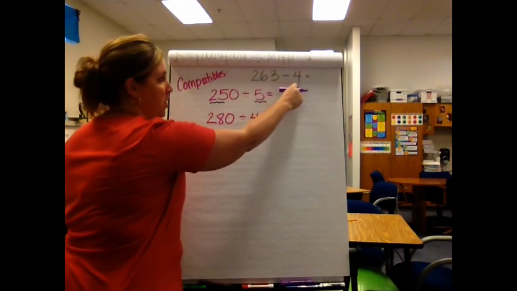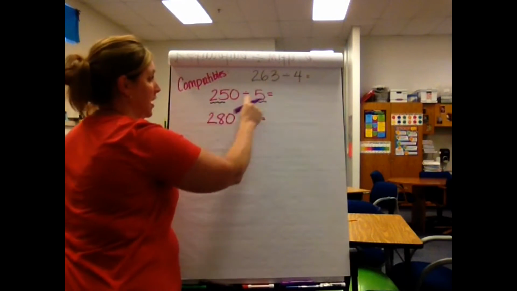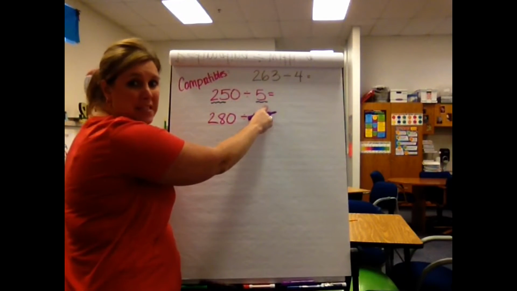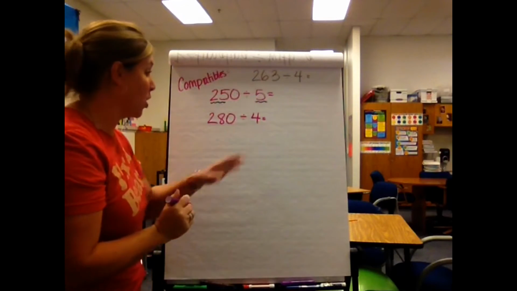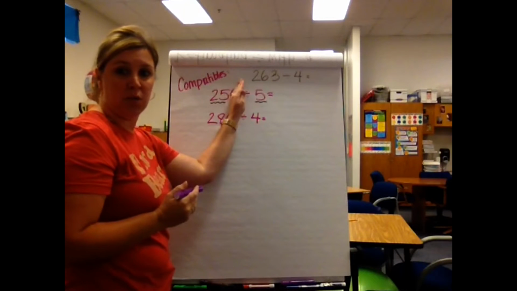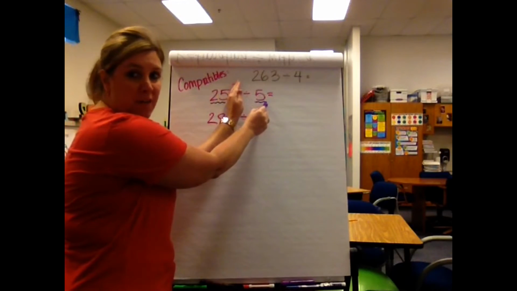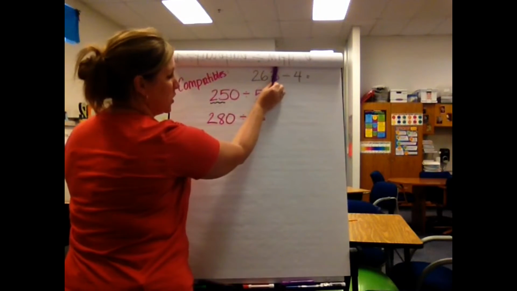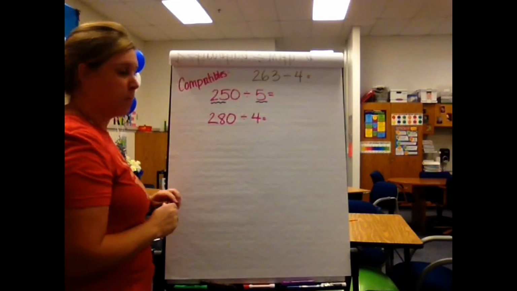Working with what I've got here, I can't do this problem in 10 seconds or less. I can do this problem in 10 seconds or less, because I have zeros, so all you have to do is cover up your zeros. I know what 28 divided by 4 is. I know what 25 divided by 5 is. Do I know what 263 divided by 4 is? No, I don't.